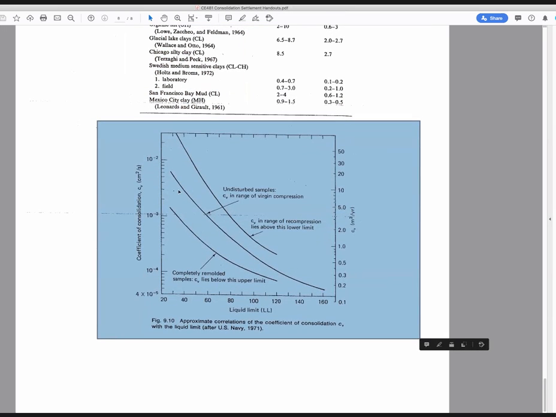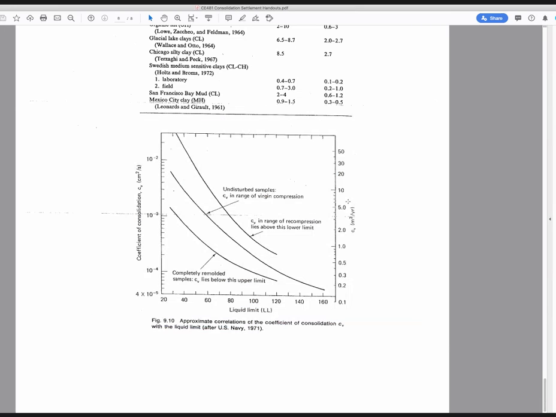This gives you a C sub V value for relationship with liquid limit and working with remolded samples versus undisturbed samples. So you do have a difference in the behavior. And CV is provided here in meters squared per year or centimeters squared per second. Double y-axis in this case. Questions on this?